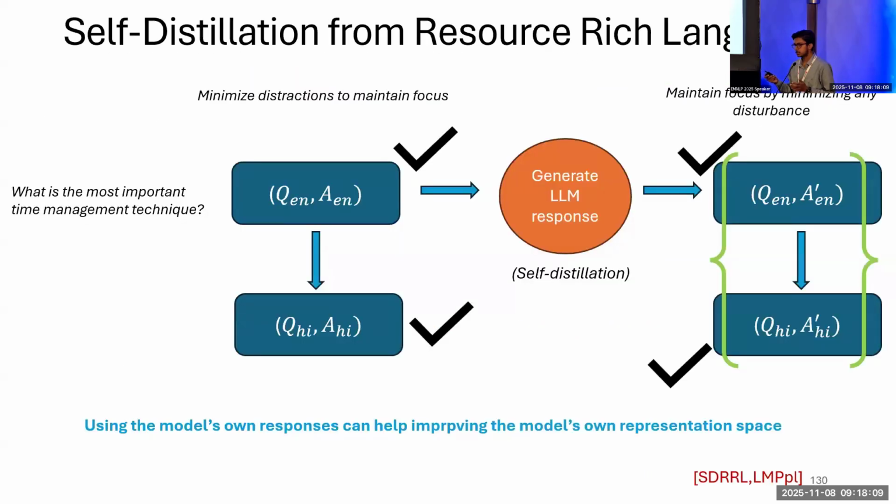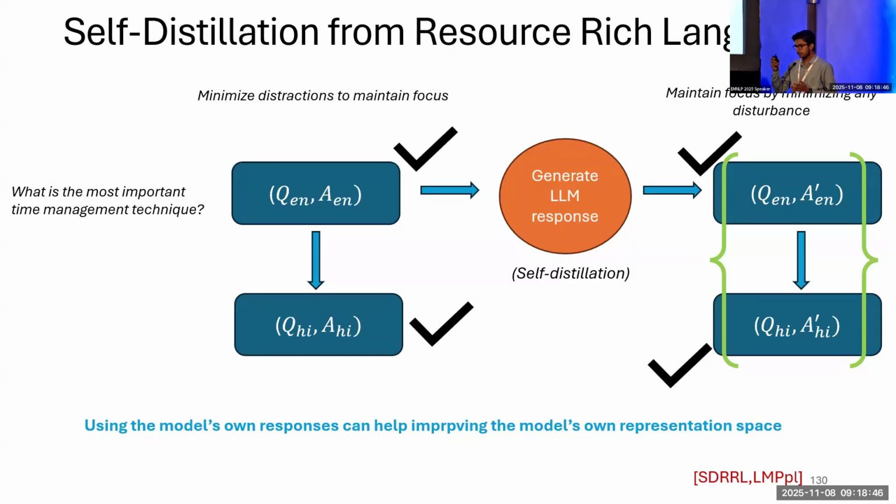Now, another approach is you have the question and answer in English. Again, you have the question and answer in your target language. But now here you generate the LLM response using the English question. You arrive at an alternative answer. And again, you translate that alternative answer to your target language. So again, this way you have 4 combinations. The main motivation for doing this is since you're using the model's own response, in turn, you're trying to improve the model's own representation space by doing so in the target language as well.